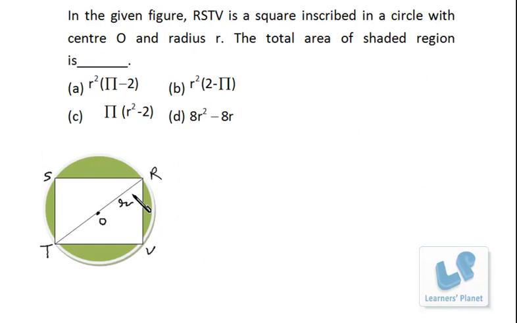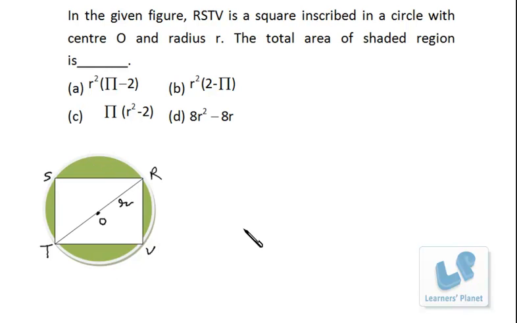Now let's try this problem. In the given figure, RSTV is a square inscribed in a circle with center O and radius R. The total area of the shaded region is... Okay, so we can see that the complete region is a circular region, and inside the circle there is a square region, and we have to find out the area of this green shade.